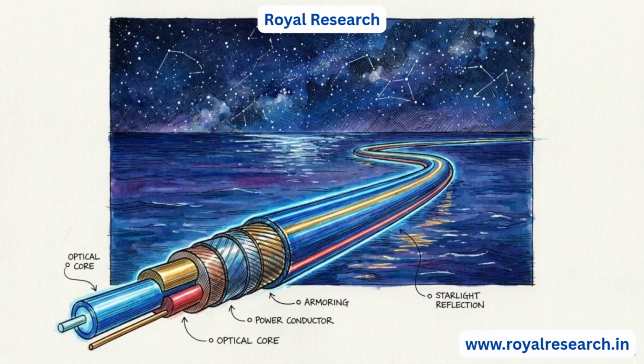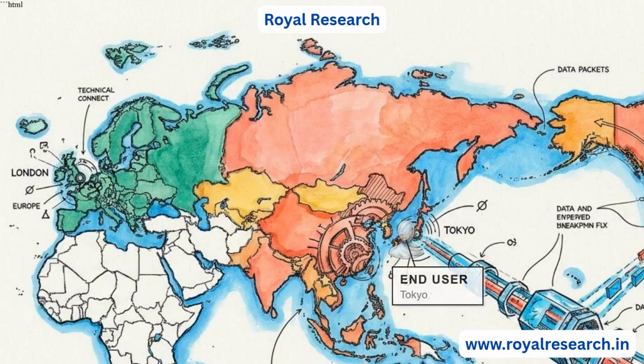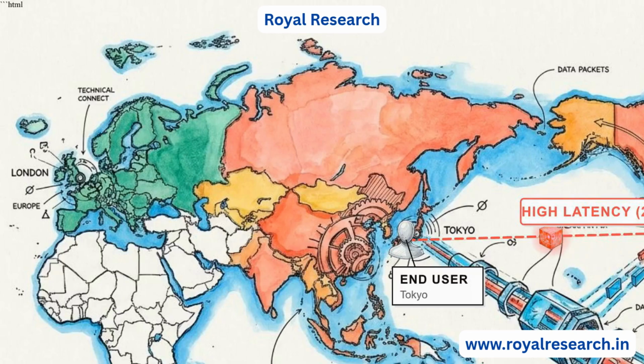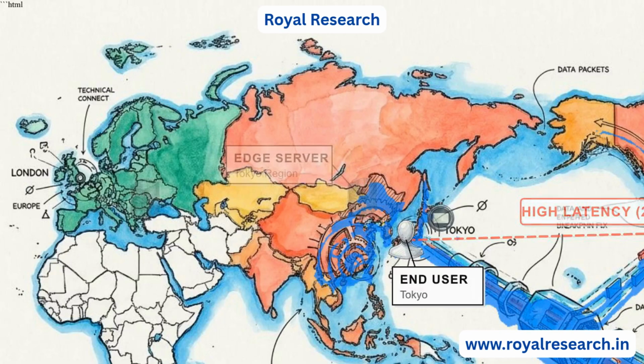internet, the physical speed of light and geographical distance. This globe illustrates the severe latency penalty of geography. If an application runs on a single centralized server in New York, a user requesting data from Tokyo must wait for packets to traverse the entire physical distance of the Pacific Ocean.